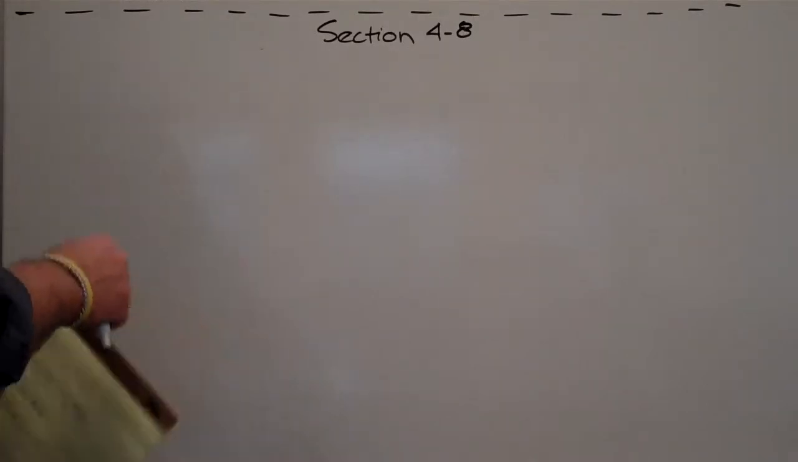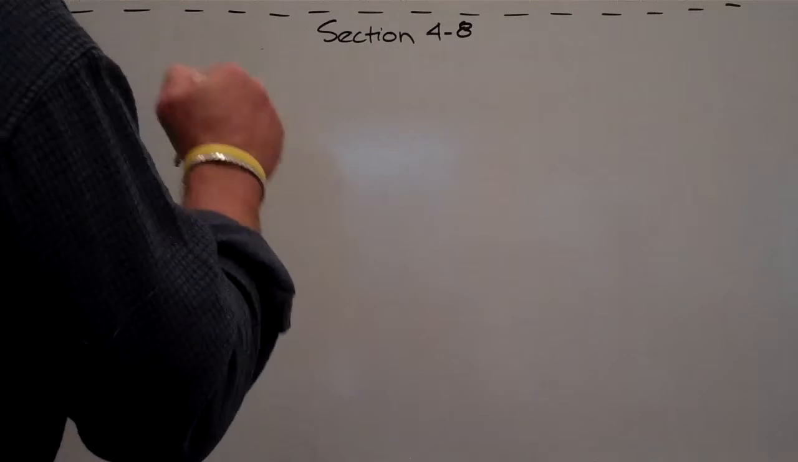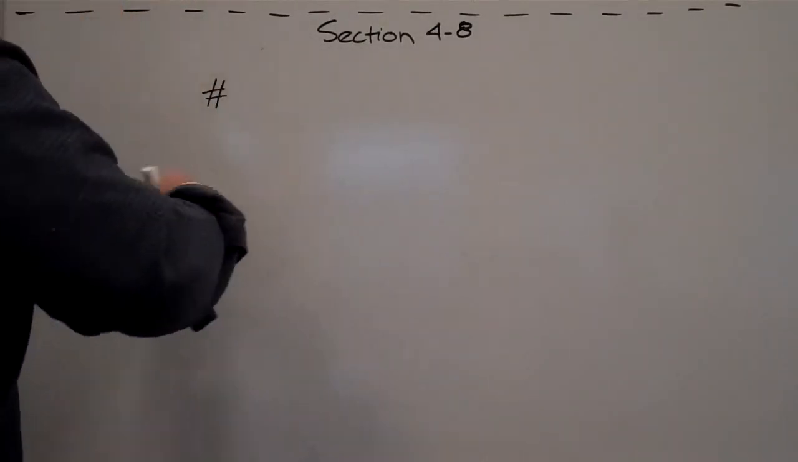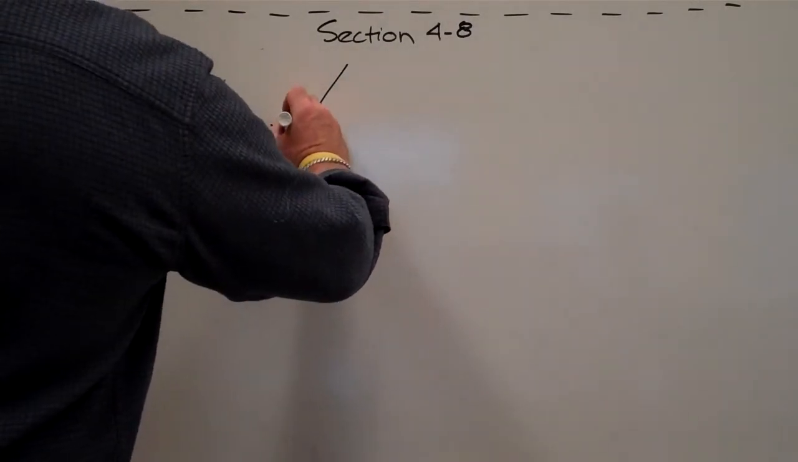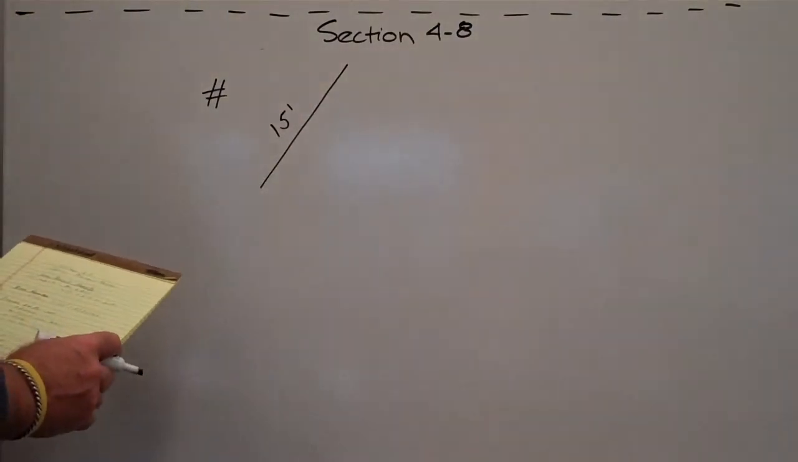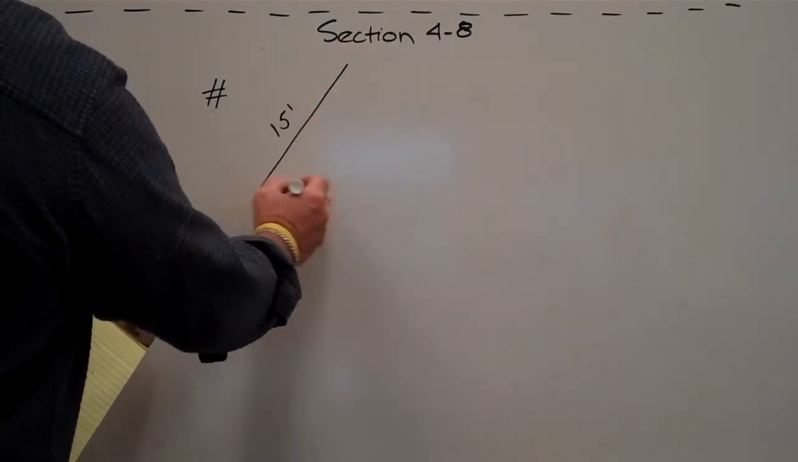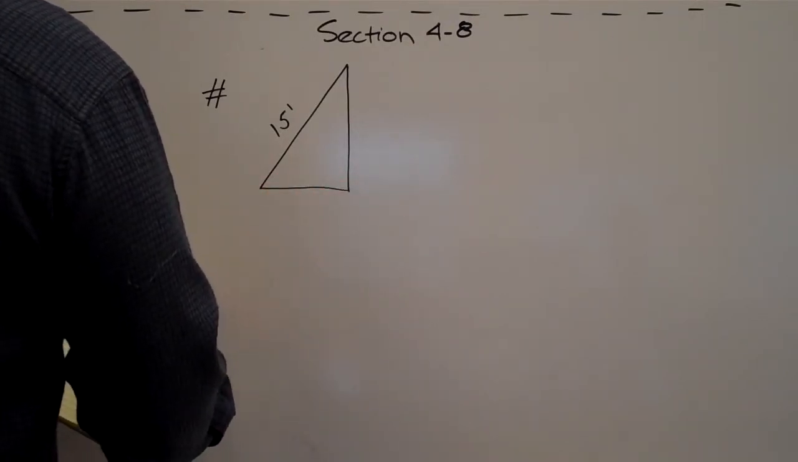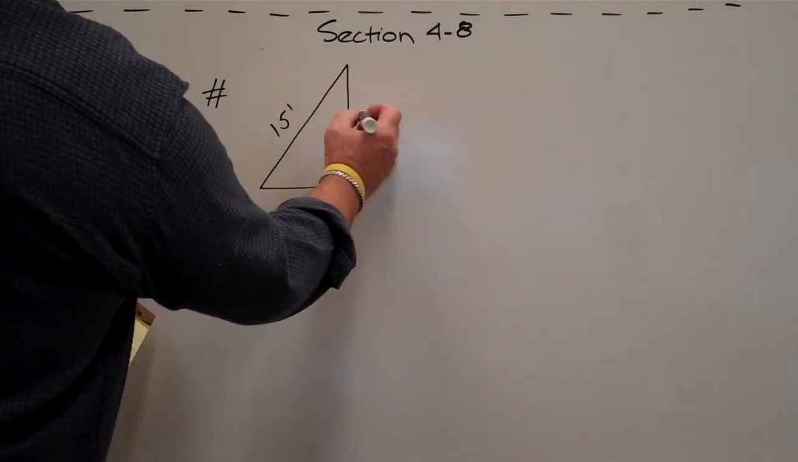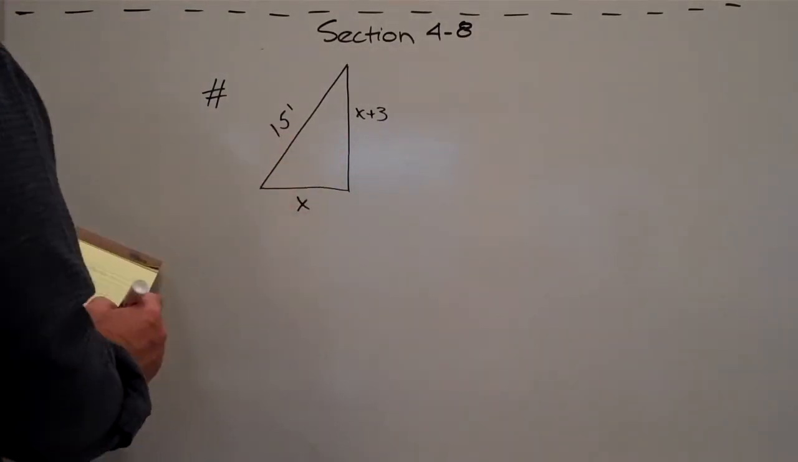So the first one I have is number 9. Now if you read through number 9, and again I'm on pages 200 and 201 so that you can follow along, number 9 talks about a ladder leaning against a building. This is the ladder here, and the ladder is 15 feet tall, and it leans up against a building, and it's a certain amount higher here than it is from the base. So here's our geometric figure, and it says that the height here where the ladder rests is 3 feet more than at the bottom here. So this is x plus 3.